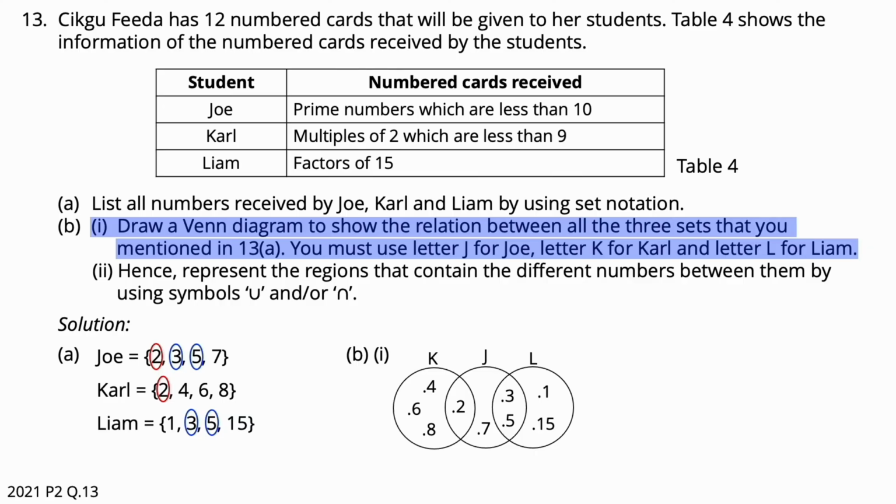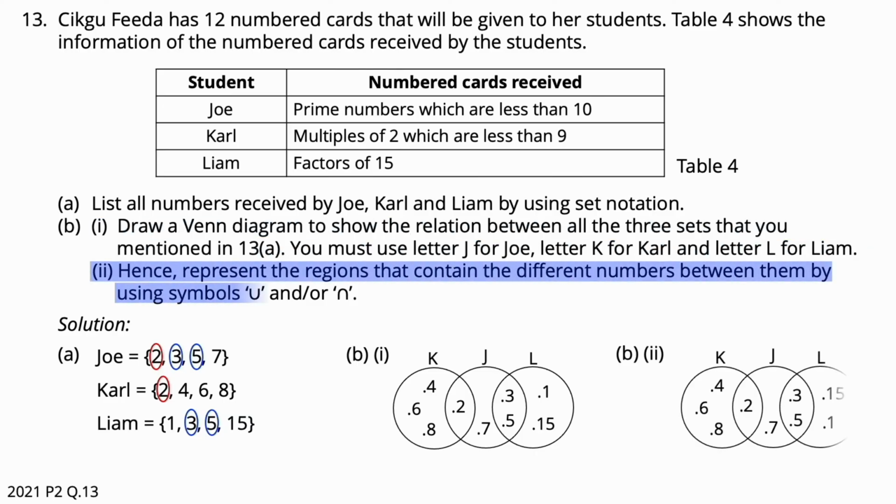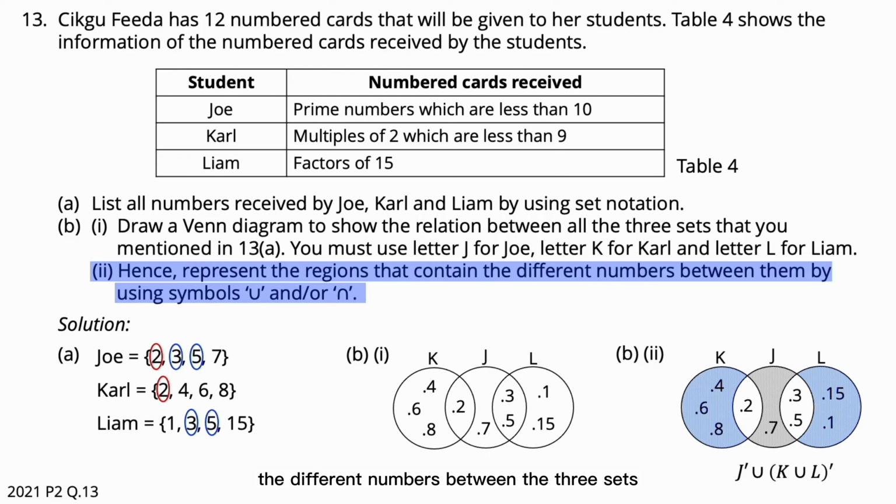Question 13b-2. Hence, represent the regions that contain the different numbers between them by using symbols union, and, or intersect. The regions that contain the different numbers are 4, 6, 8, 7, 1, and 15. 4, 6, 8, 1, and 15 are outside of the set J. It can be represented by the complement of J. 7 is outside of the set K and set L, where the place is represented by the complement of K union L. Therefore, the different numbers between the 3 sets can be represented by the complement of J union the complement of (K union L) in a bracket.